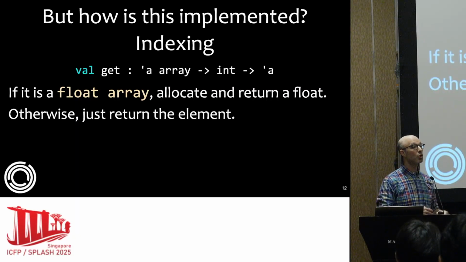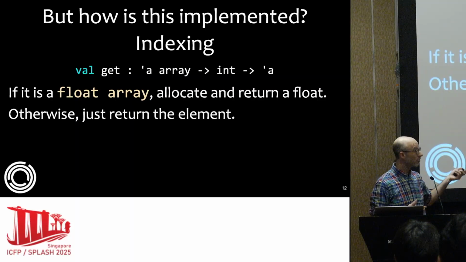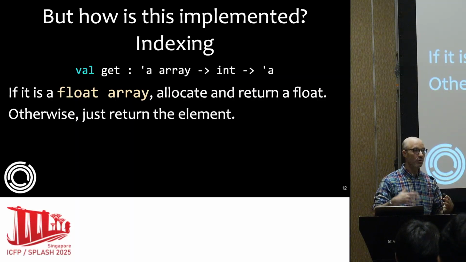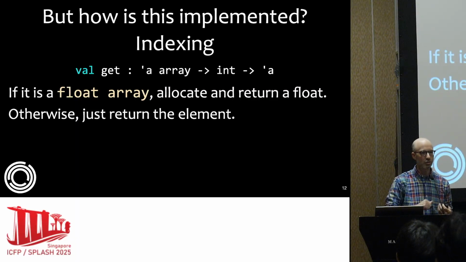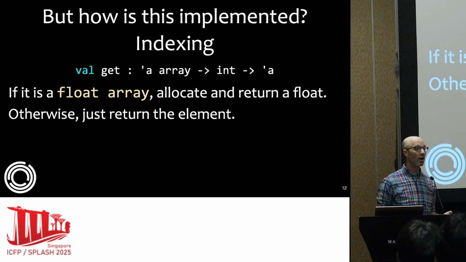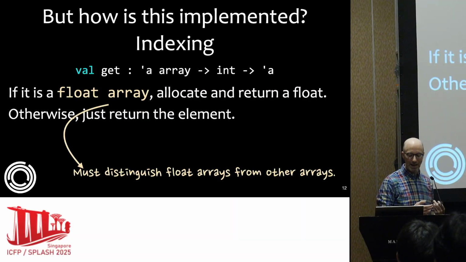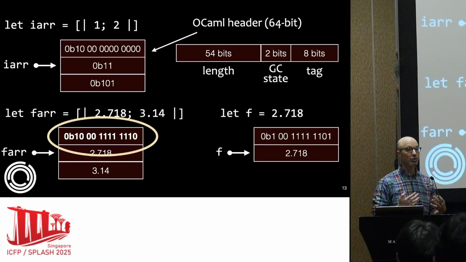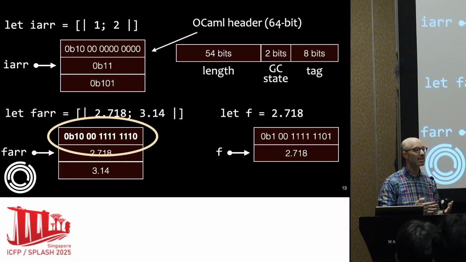And if it is, then we're going to allocate a fresh float and return it, because if we're returning a float, all float variables are pointers to those float objects. And so we need to allocate a fresh one on extraction from an array. Otherwise, we're just going to return the element. So this means that I have to distinguish float arrays from other arrays. And so we have a special tag for float arrays distinct from other arrays. Right? So that has to happen in runtime memory.